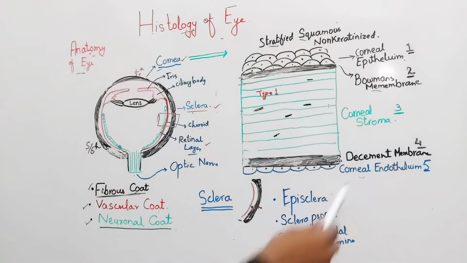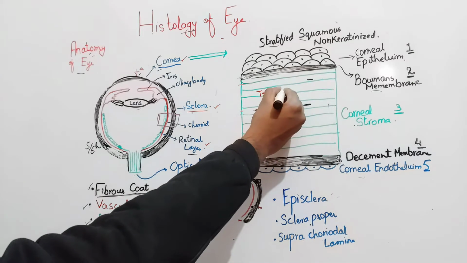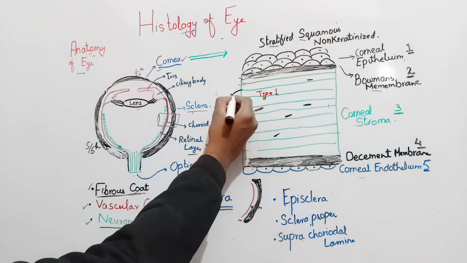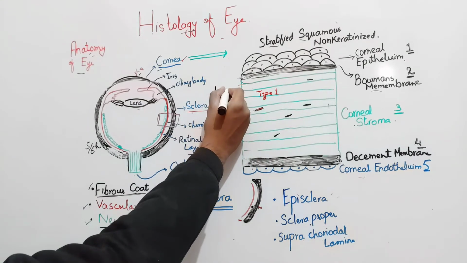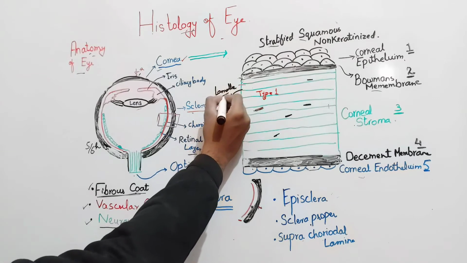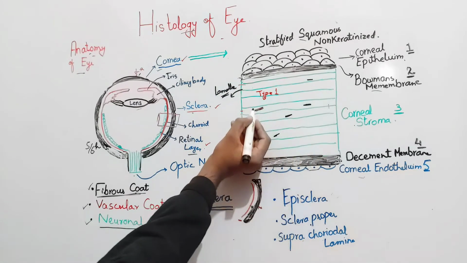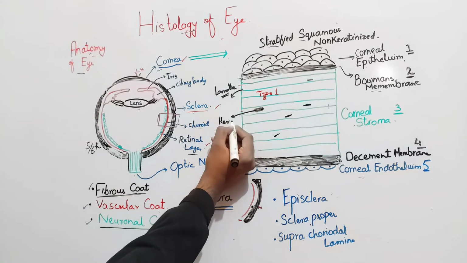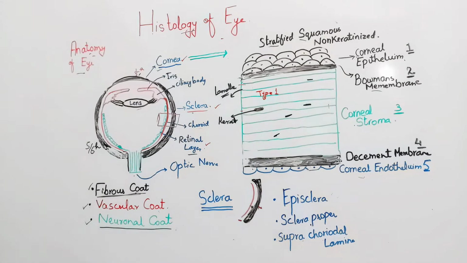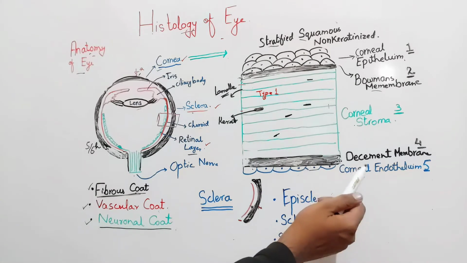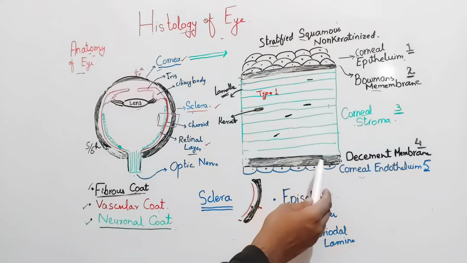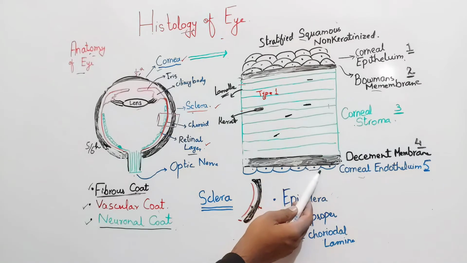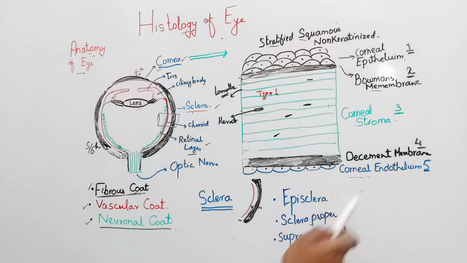Number three, the most important, is the corneal stroma. The corneal stroma mainly consists of type 1 collagen fiber, in lamellae of collagen fiber. These cells are called keratocytes. The most important MCQ. The fourth layer is Descemet's membrane. Why is it called Descemet's membrane? Because it separates the corneal stroma and the corneal endothelium. The fifth layer is the corneal endothelium.